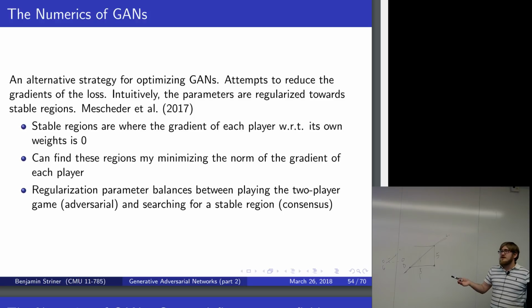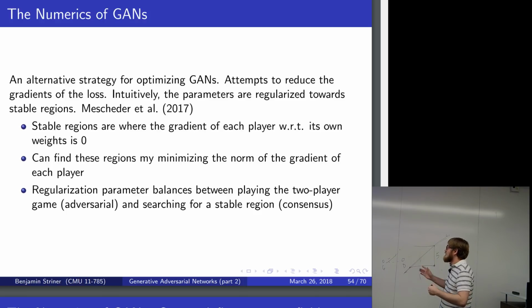So there's the 2-player game, and then there's also this consensus part, which is going to a stable region. So both players are trying to do the best that they can, but they're also regularized towards, OK, can we just stop fighting? Can we go to some place where, if there's a place where we both have less gradients, then that's cool with me.